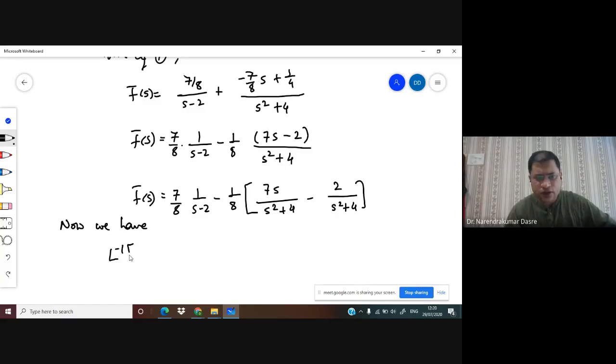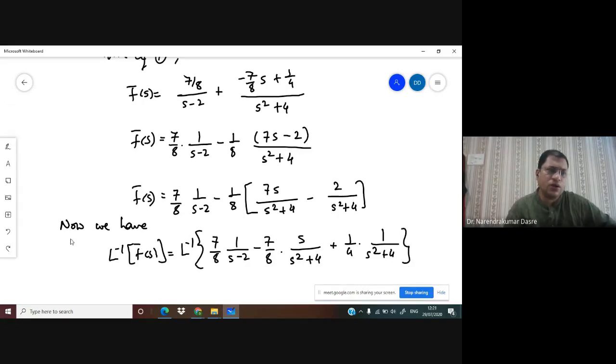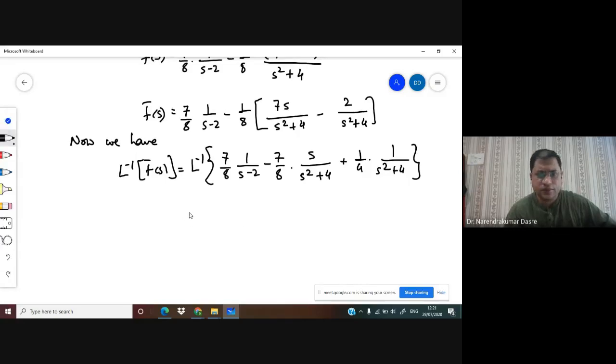we have the inverse Laplace transform of f bar of s, which is equal to the inverse Laplace transform of 7 by 8, 1 upon s minus 2, minus 7 by 8, s upon s square plus 4, plus 1 by 4, 1 upon s square plus 4. Now we can use the linearity property. With linearity, the number of terms is not limited to only 2 terms. You can have any number of terms and express it.